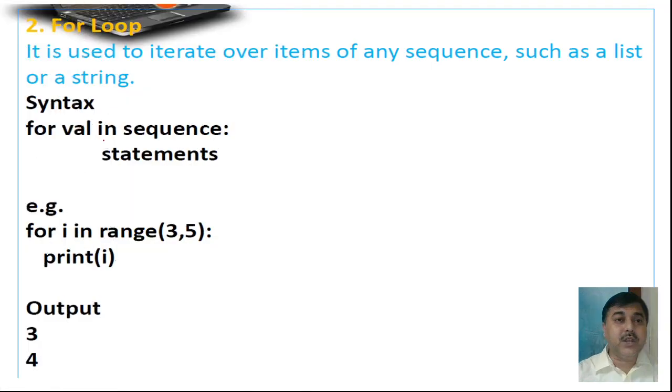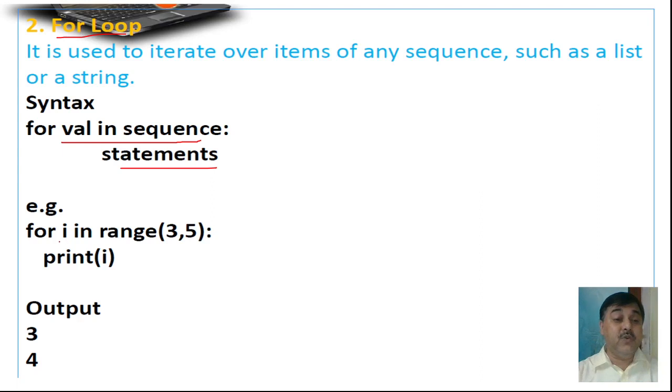So this is what you see, the for loop. In a for loop you are using the iterative statement. Iteration means it will work again and again. So see the iteration statement here: for val in a sequence. Then the statement will execute for each item of the sequence.